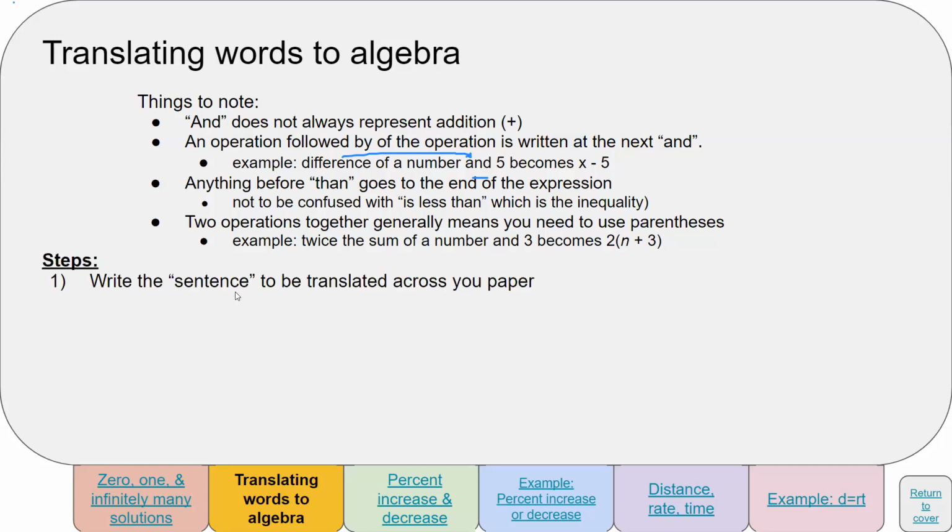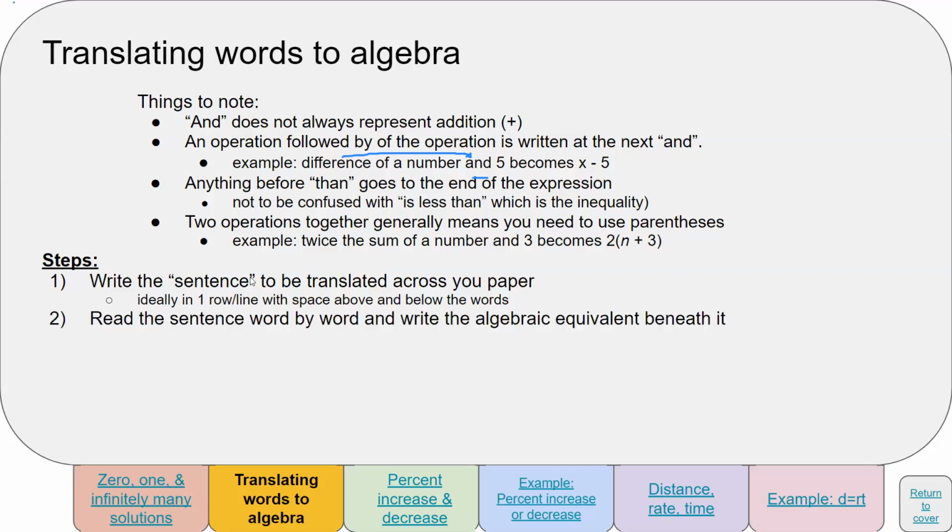All right, so our steps are write the sentence to be translated across your paper. Ideally, 1 row, 1 line. You can get space between the words if you need, but you can get it in one row going across your paper so that you have space above and below your words so that you can draw arrows and all that other stuff. You read the sentence word by word and write the algebraic equivalent beneath this. I know this seems slow, however, it does work quite well. And then you use arrows for a lot of things, telling you if anything moves, I use an arrow.